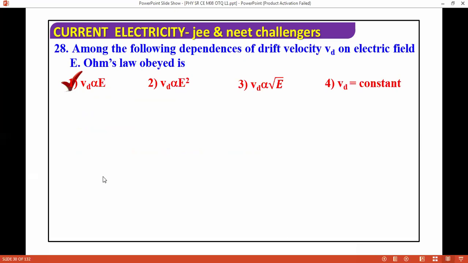Okay, so you know electric field, you know drift velocity. Definitely, you can do it. So try to relate the relation between drift velocity, sigma and E. Next question, we are moving on.